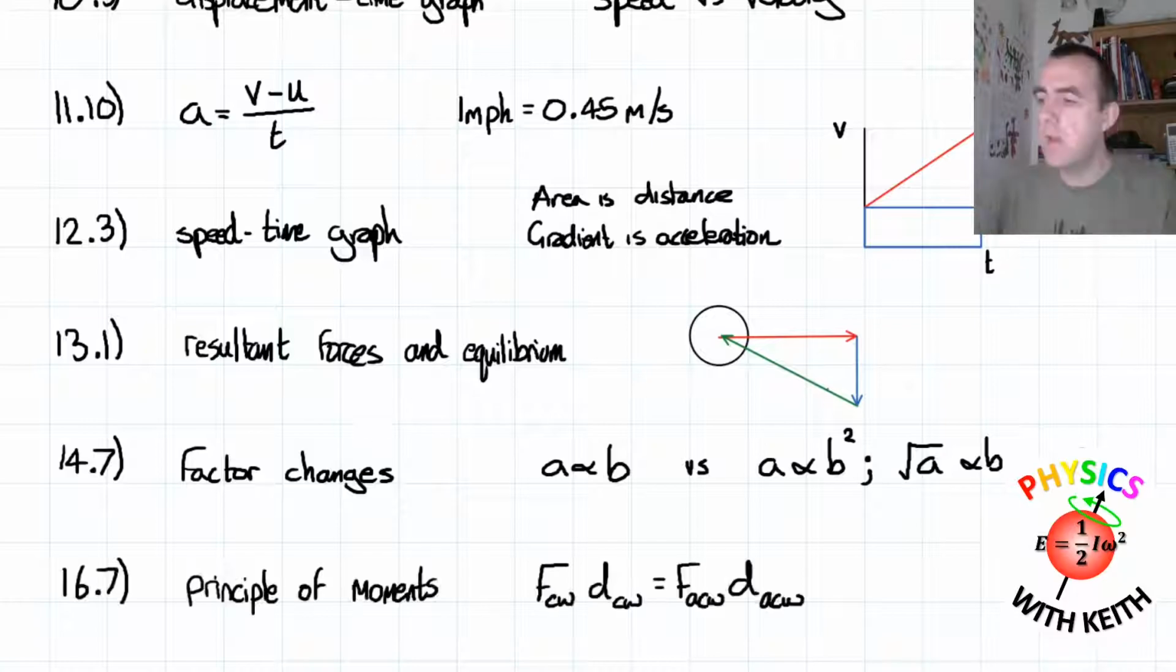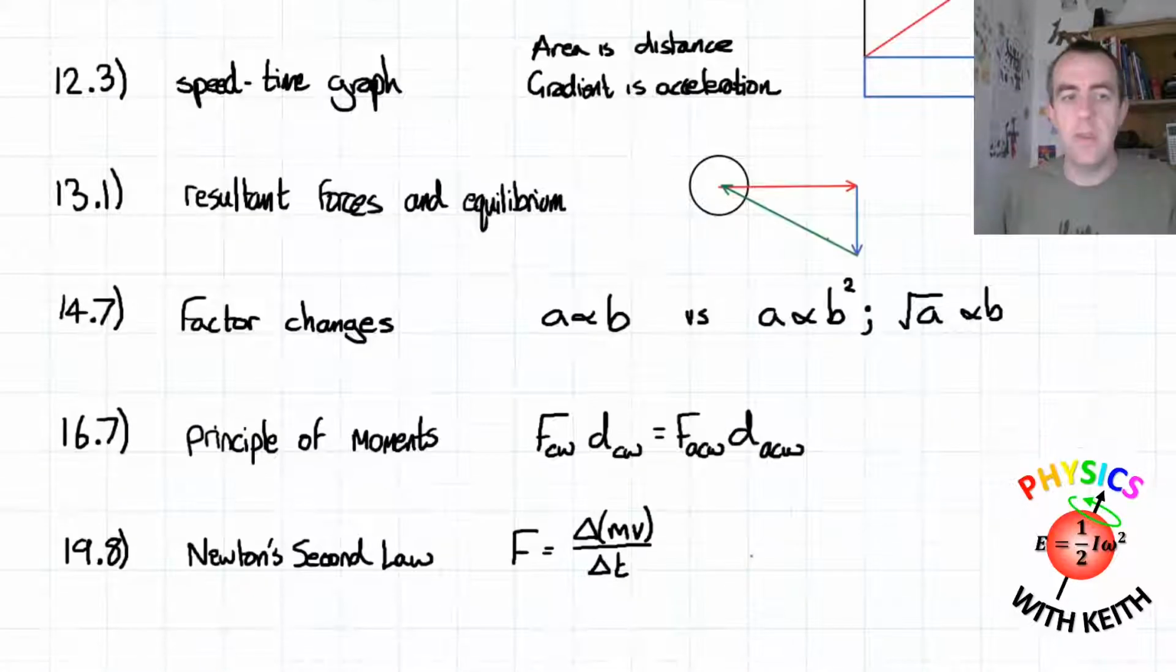Question 16.7 is about the principle of moments. That is that in equilibrium, the total clockwise moment will equal the total anti-clockwise moment. It should be a straightforward case of plugging numbers into this equation, but do watch out for tricky situations, for example, where forces are on the same side of the pivot but are in opposite directions. Make sure you're aware whether a force is producing clockwise moment or anti-clockwise moment.